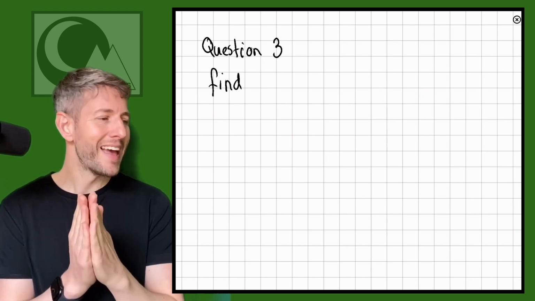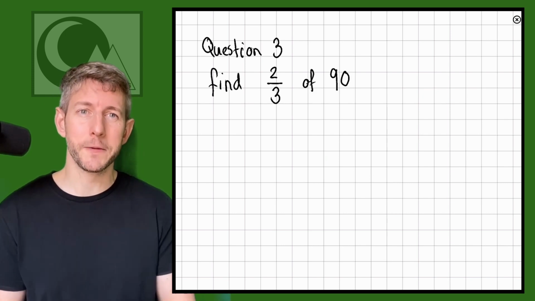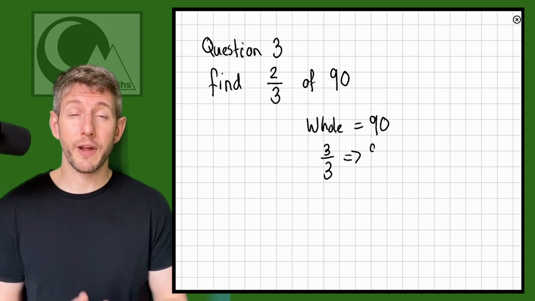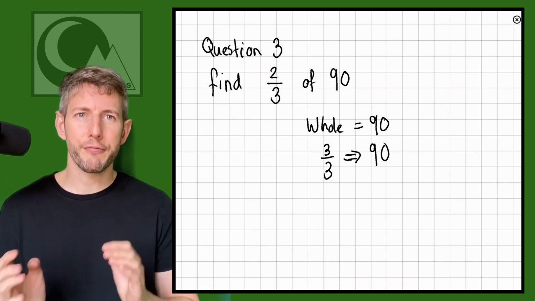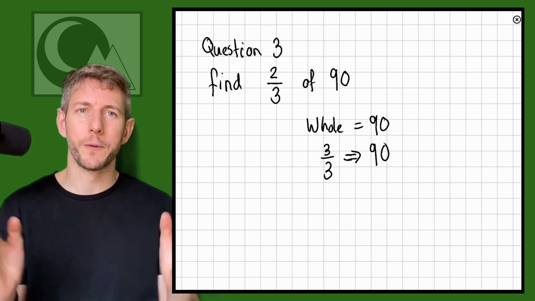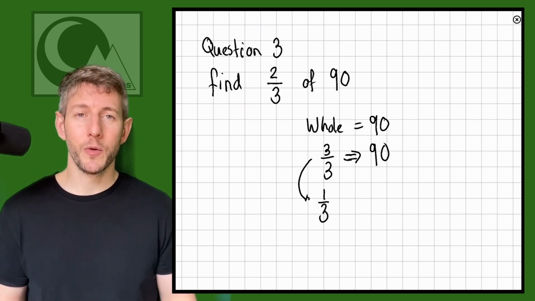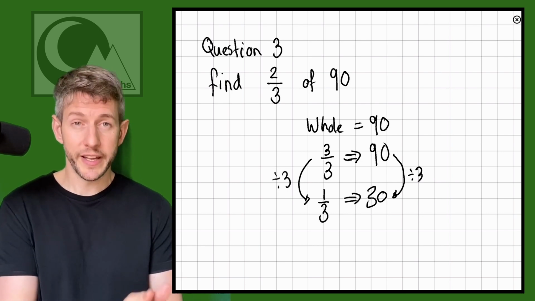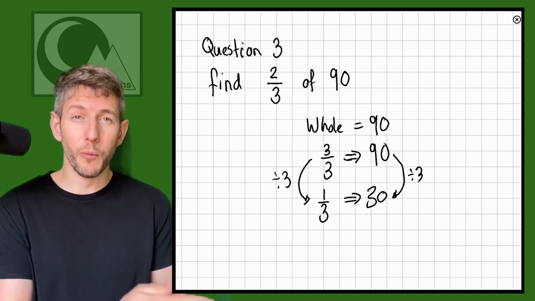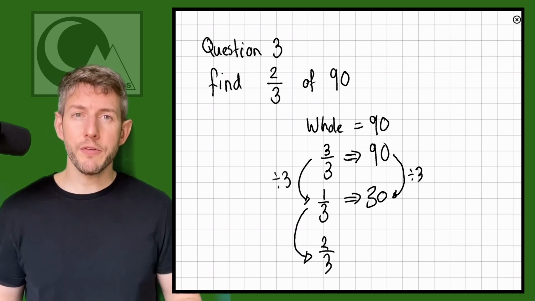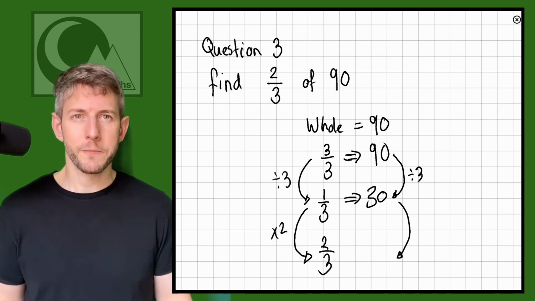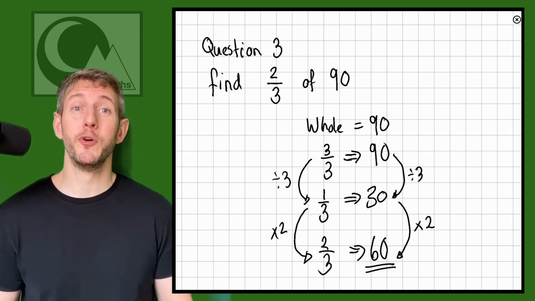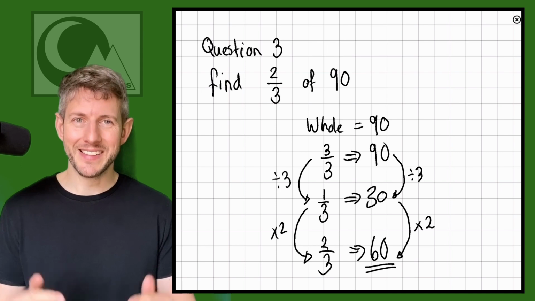The next question is find 2/3 of 90. Remember, 90 is our whole. First of all, we write down that 3/3 equals 90. Our 3/3 is 90, the whole amount. Then we want 1/3, so we divide both sides by 3. We've got 1/3 equals 30. Now that we know that 1/3 equals 30, we can work out 2/3. 2/3 is 2 times 1/3, so 2/3 equals 2 times 30, which is 60. Therefore, 2/3 of 90 is 60.